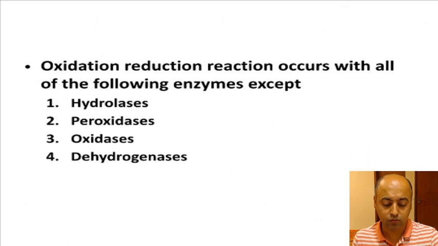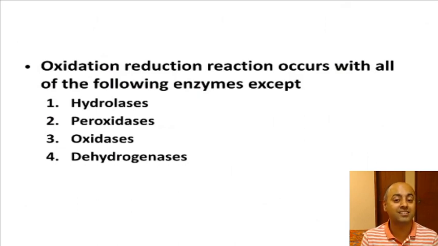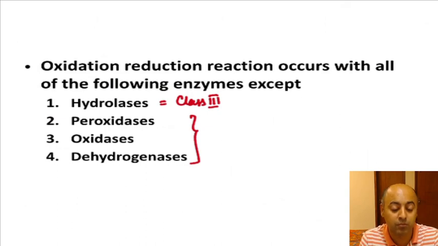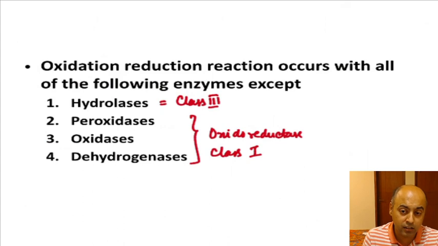Moving on to the next question. Oxidation reduction reaction occurs with all of the following enzymes except: hydrolase, peroxidase, oxidase, dehydrogenase. What is the answer to this question? Anyone quickly send in the answer. Okay, very good. Please note peroxidase, oxidase, dehydrogenase, all of these are involved with oxidation reduction. Hydrolase is actually a different class of enzyme. It is the class 3 enzyme, whereas options 2, 3, and 4 are the oxidoreductases, which is actually the class 1 enzyme. So we have the class 3 and the class 1 enzyme.